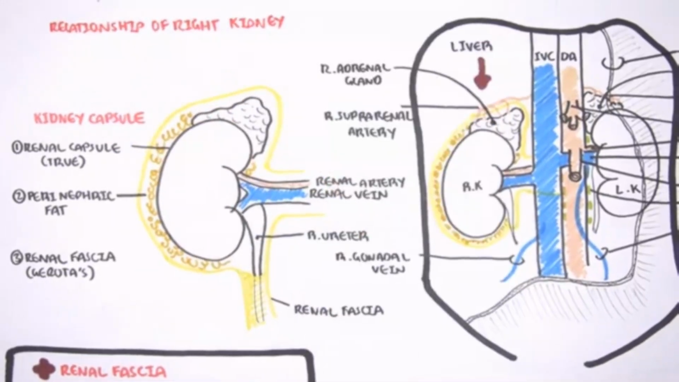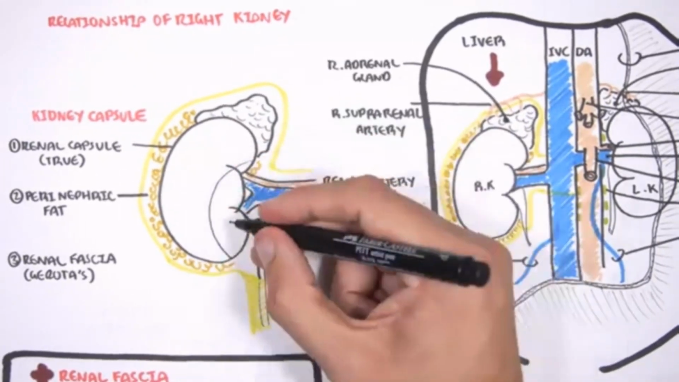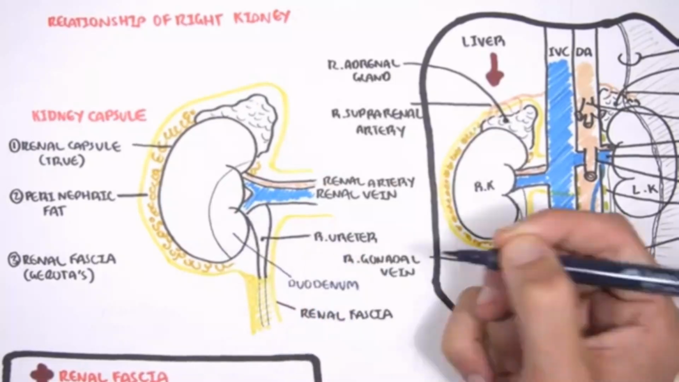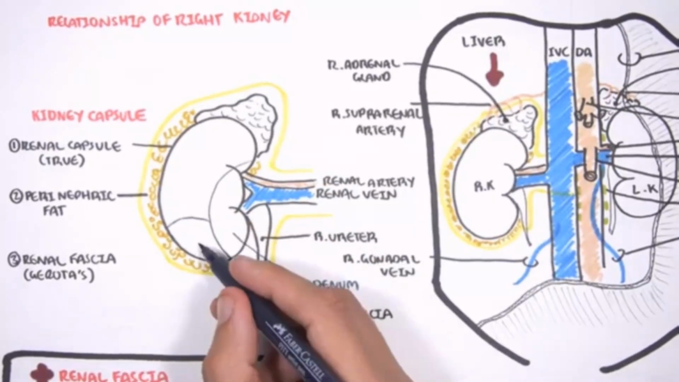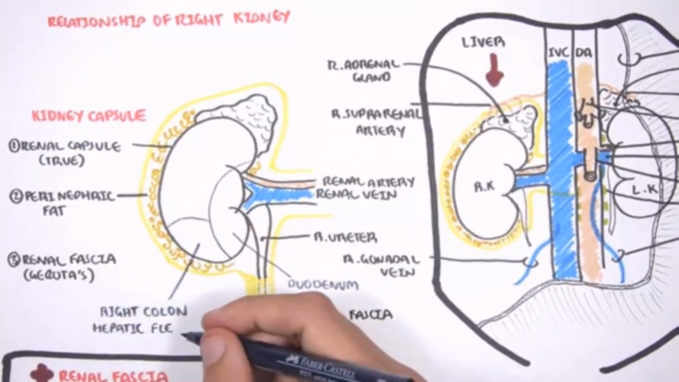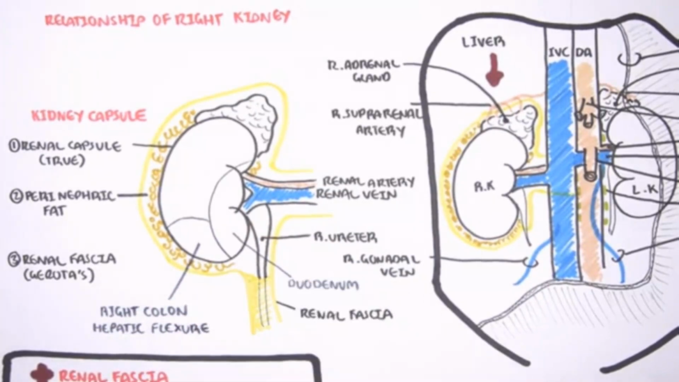The relationship of the right kidney to other organs. Here is where the duodenum sits. The right colon, the hepatic flexure, sits here. And all this is really where the liver is.